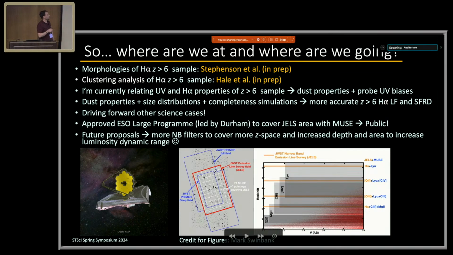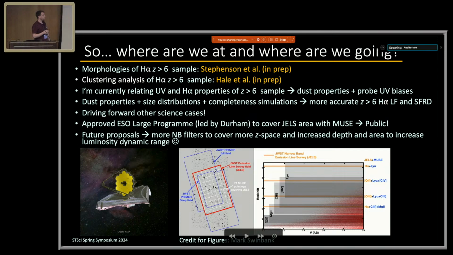And then I am currently trying to relate the UV and H-alpha properties of this redshift 6 sample, along with some informed SED fitting to get a handle on the dust properties and also probe the connection to potential UV biases with my sample. Together with dust properties, size distributions, and completeness simulations, I hope to more accurately measure and get a more finalized version of the luminosity function and star formation rate density. And of course the consortium itself is still trying to drive forward the other science cases looking at other emission line galaxies over cosmic time, luminosity function, redshift 2, etc.